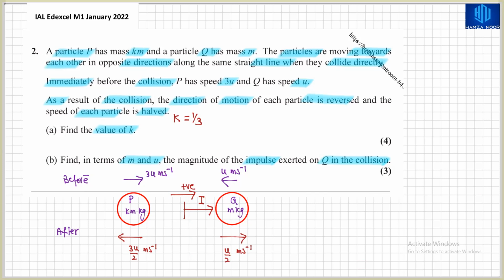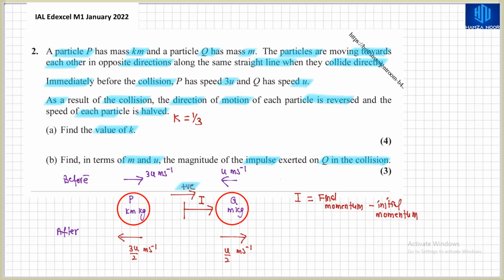As you have already seen in part A, I've taken the right hand side direction to be positive, so I'm going to apply the same thing over here. So we need to find the impulse. The formula for finding the impulse is that impulse is equal to change in momentum: final momentum minus initial momentum. In this way, we are going to find the magnitude of the impulse, and our focus will be only on the particle Q.